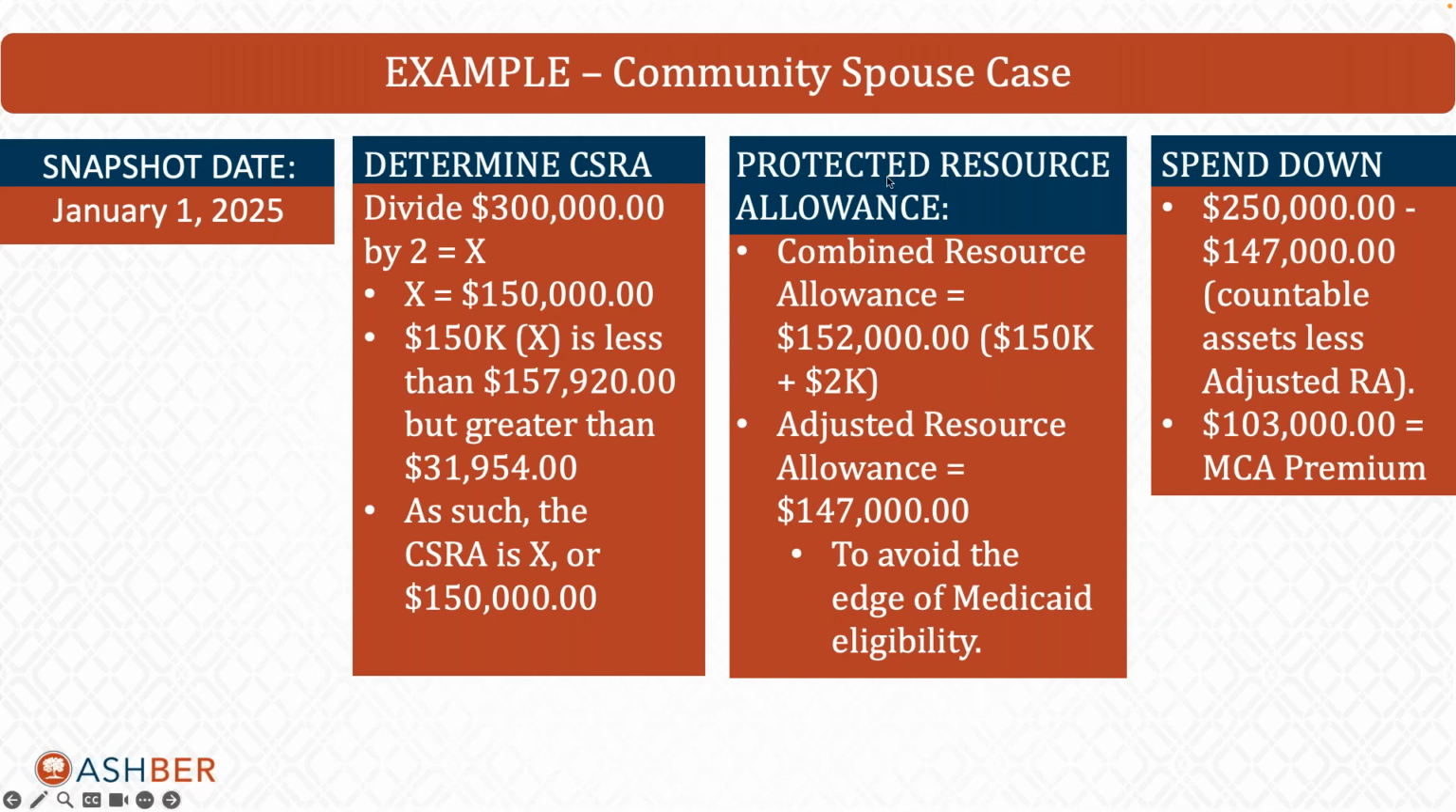After the CSRA, we're going to determine what the protected resource allowance is. I really didn't mention that term quite yet, but this is the other part, and it's very straightforward. We take the combined resource allowance, which is $152,000, and that's just the community spouse resource allowance of $150,000 plus the Medicaid applicant's resource allowance of $2,000. We're going to adjust that number to 147. Again, going back to our gifting plan where we left only $1,800 for resources, we're going to leave 147 in this case because we also want to avoid the edge of Medicaid eligibility. That does come into play again on this type of plan. And then lastly, calculating the spend down, we're taking the $250,000 and subtracting the protected resource allowance. That's going to get us an MCA premium of $103,000.